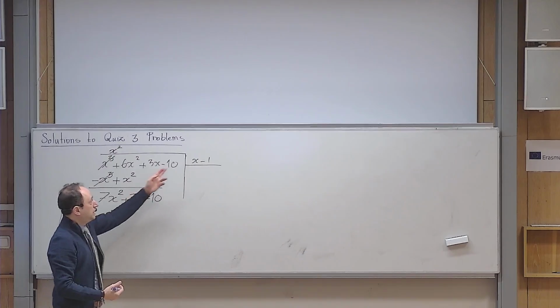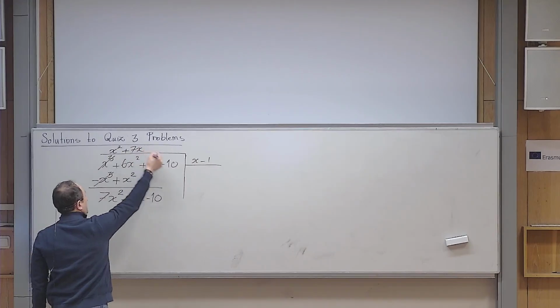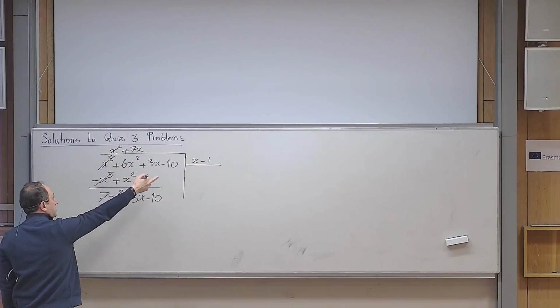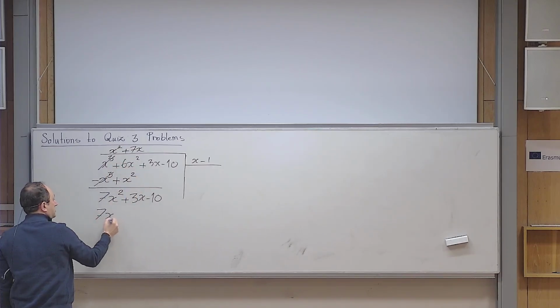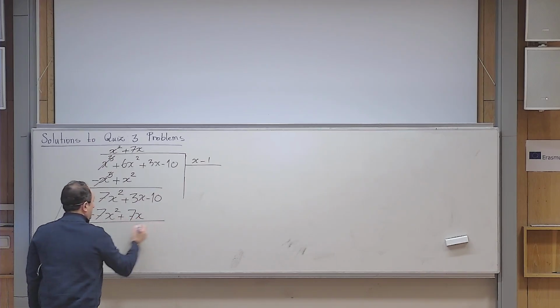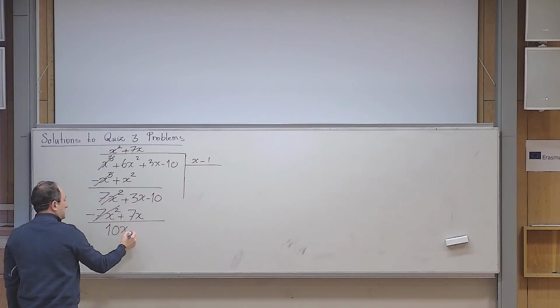7x squared by x is 7x plus 7x. I multiply 7x here and there and write them with the opposite signs here. 7x times x, 7x squared. I change the sign, it becomes negative. 7x times minus 1 is minus 7x. I change the sign. And then I add them again. This one and that one are gone. This becomes 10x minus 10.